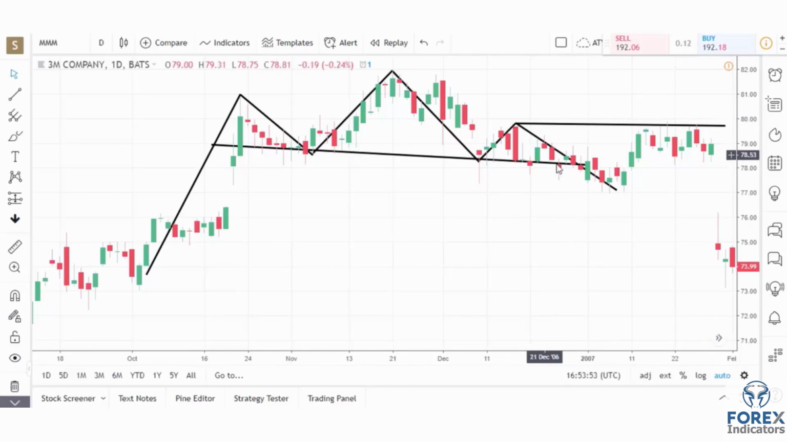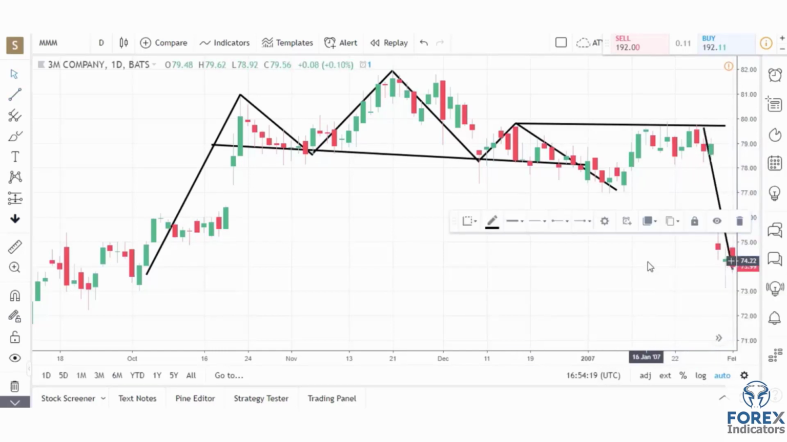So our trade remains intact. If we're to go short the stock, we want to use the high of the second shoulder as our stop. And with the stock not having a close above this high, we would have maintained our short position, and then we can see the stock falls off, moving from this 80 level down to the 74 level.